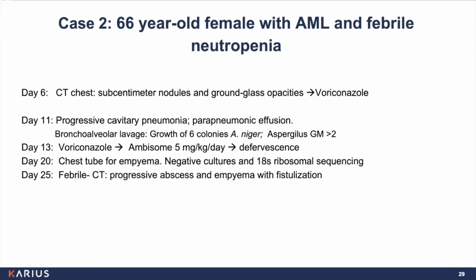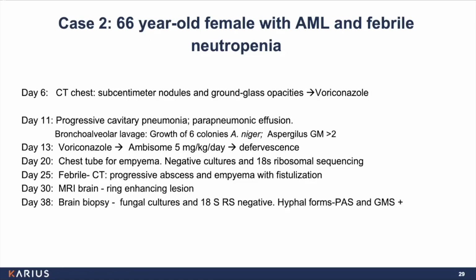On day 25, she was febrile again, and her CT showed progressive abscess and empyema, now with fistulization. On day 30, she developed some encephalopathy and neurological symptoms, and an MRI showed a big ring-enhancing lesion, which was eventually biopsied on day 38. Now, fungal cultures and again 18S ribosomal sequencing were negative, but the histopathology showed hyphal forms, GMS positive, that were consistent and possibly consistent with Rhizopus species.